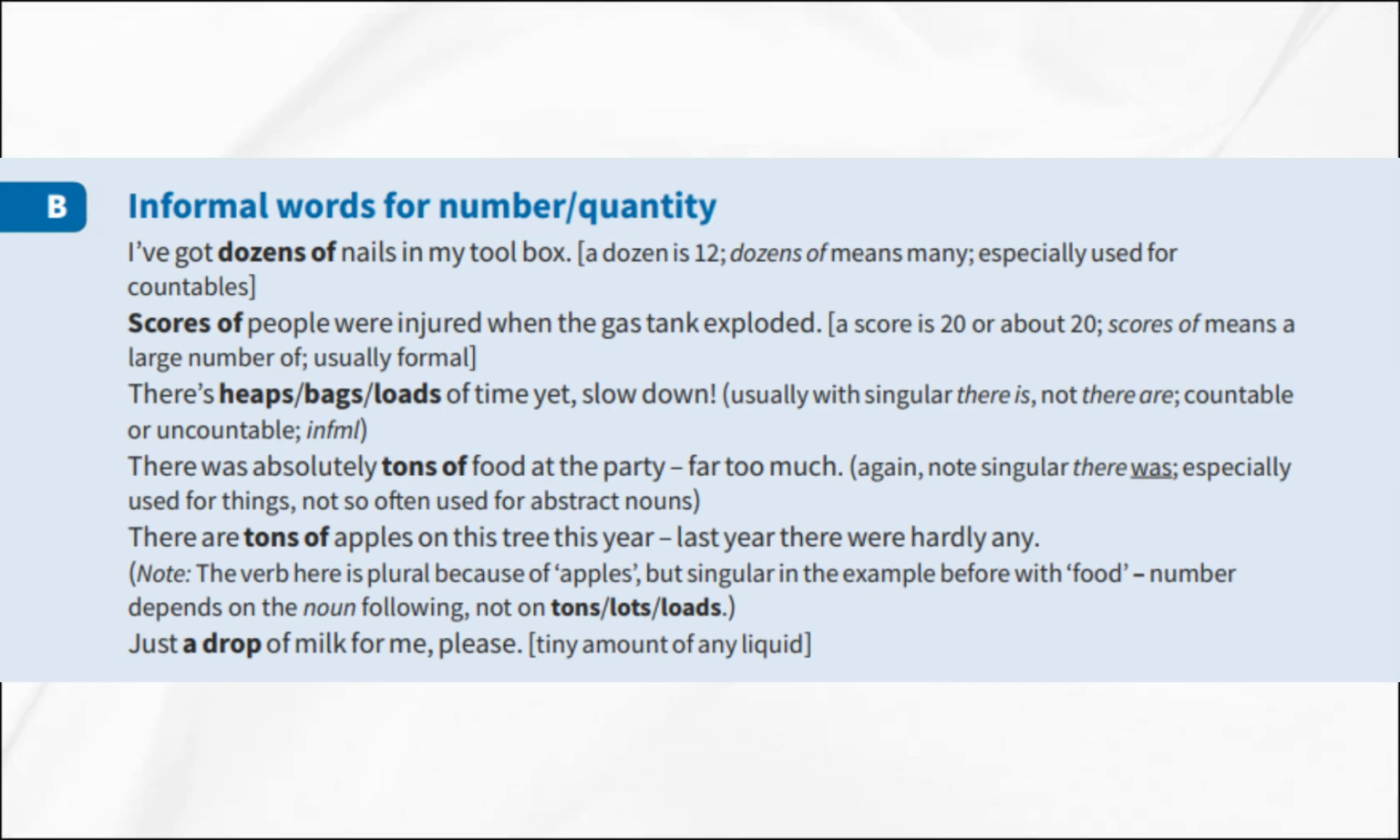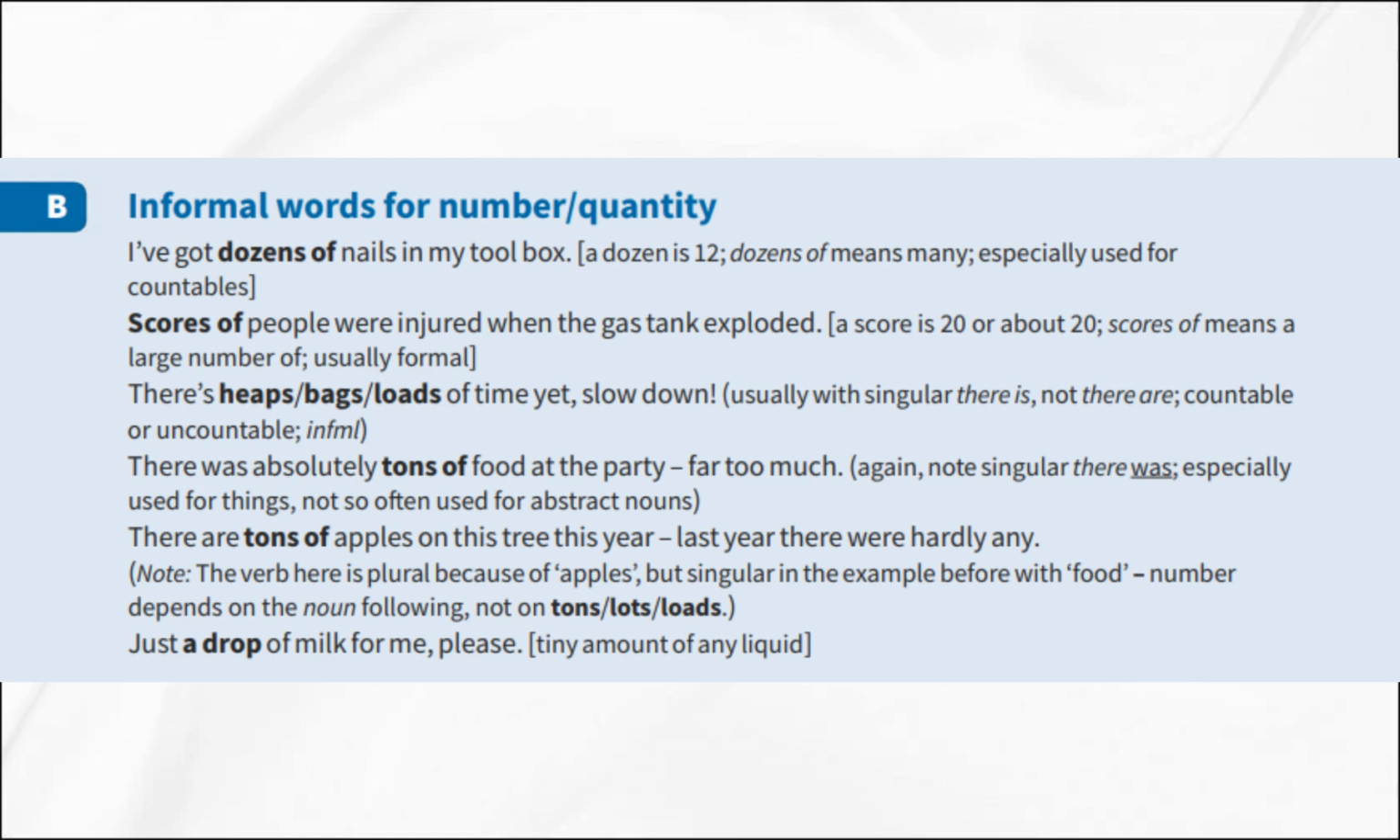Informal words for number and quantity. Now, let us look at some informal words for number and quantity. Dozens of means many. A dozen is 12, and dozens of is especially used for countable nouns. For example, I have got dozens of nails in my toolbox. Scores of means a large number of. A score is 20 or about 20, and this is usually formal. For example, scores of people were injured when the gas tank exploded.